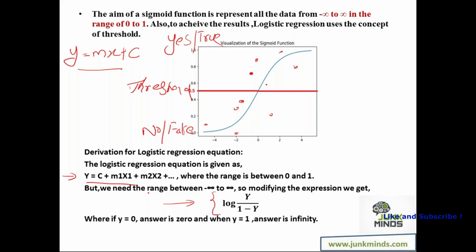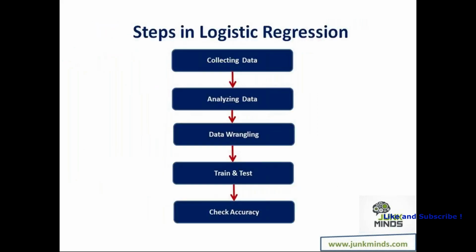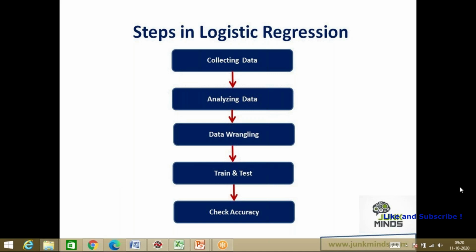But again, all this will happen in the background. More importantly, what you need to understand is data wrangling, right? Data wrangling is something which is important for us. So let's first understand what are the steps that we will be using while implementing logistic regression, and then we'll talk about how exactly each of these steps is implemented. Any doubts with this so far?